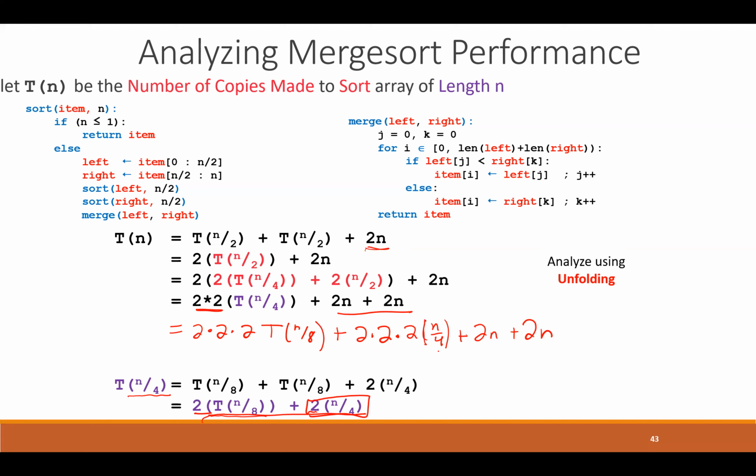So what we're doing here is, if I look at this term here, this 4 is basically 2 times 2, so that cancels out there. And now for this term, if I simplify, I get another 2n. So I have 2 times 2 times 2, which is basically 8, times t of n over 8 plus 3 of these terms. All right, so good questions.